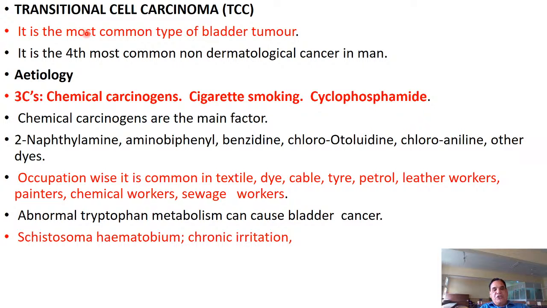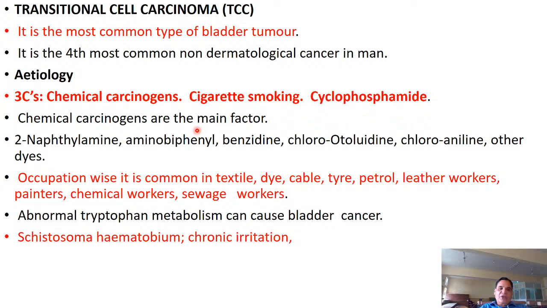So they have asked about TCC. We have discussed everything. TCC is the most common, and it is the fourth most common non-dermatological cancer in men. Remember, the commonest cancer is dermatological and carcinoma bronchus, and then prostate, then comes this. And etiology, remember 3 C's. What are they? Chemical carcinogen, number 1, cigarette smoking, and third, cyclophosphamide. So these 3 C's are the etiology of carcinoma of the urinary bladder. Cyclophosphamide we have discussed. This is an anti-malignant drug, but known to cause bladder malignancies.